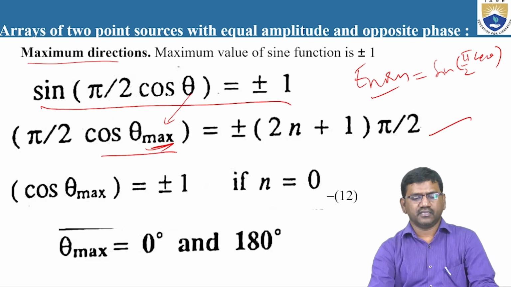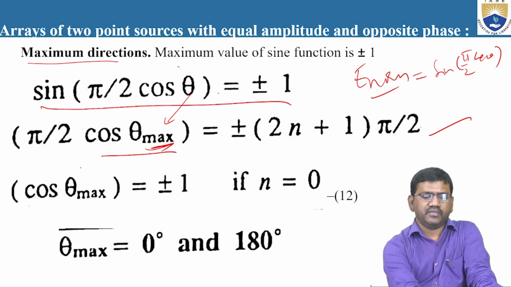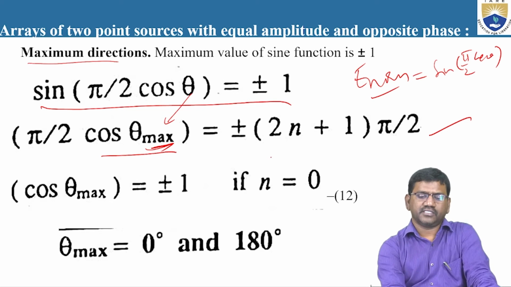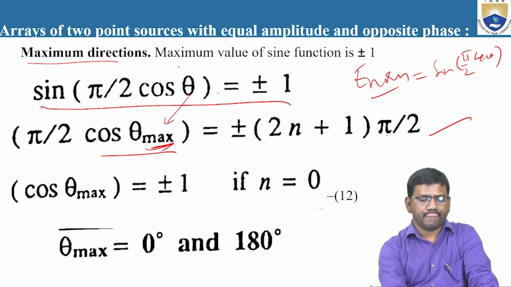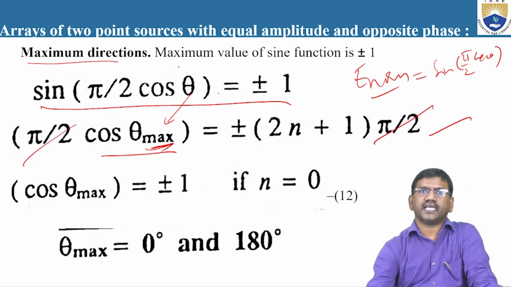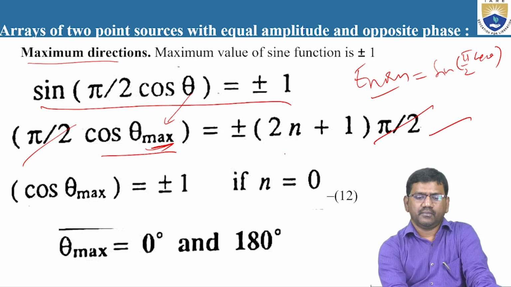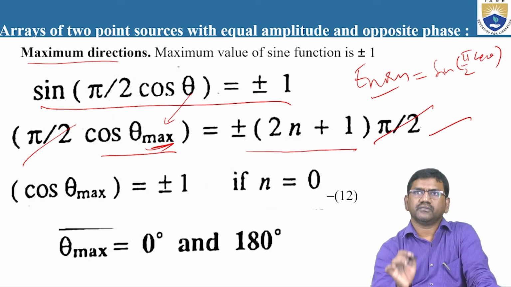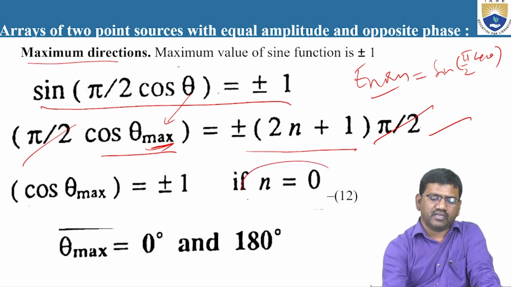So from this equation, pi by 2 cos theta max is equal to plus or minus 2n plus 1 into pi by 2. So here pi by 2 is there on both sides, so pi by 2 and pi by 2 get cancelled here. And the remaining terms are cos theta max is equal to plus or minus 2n plus 1. Now let us assume this n value as 0.